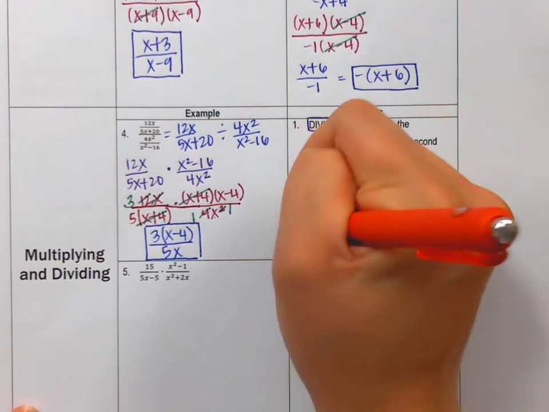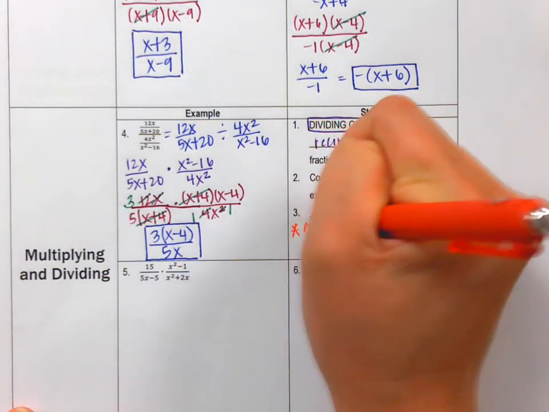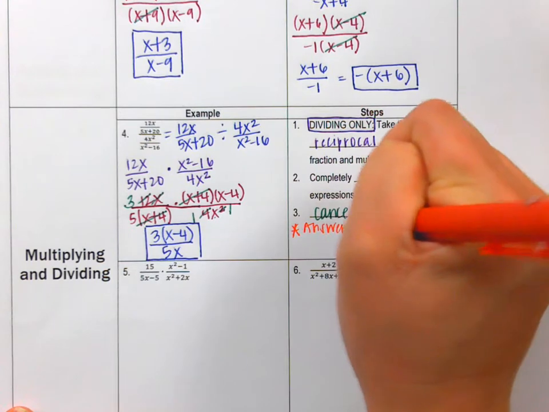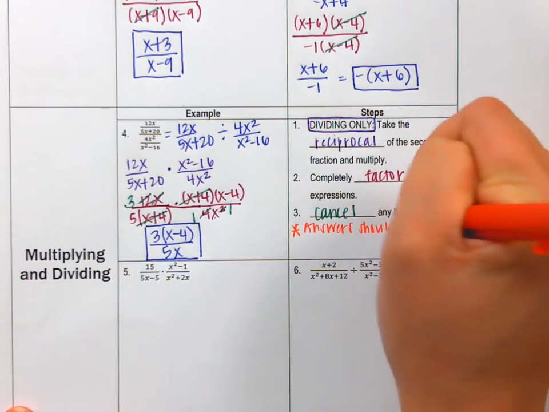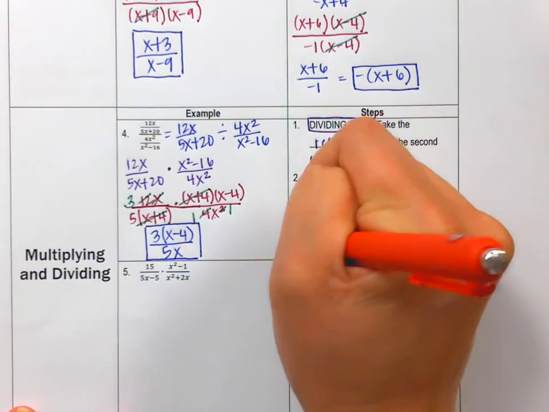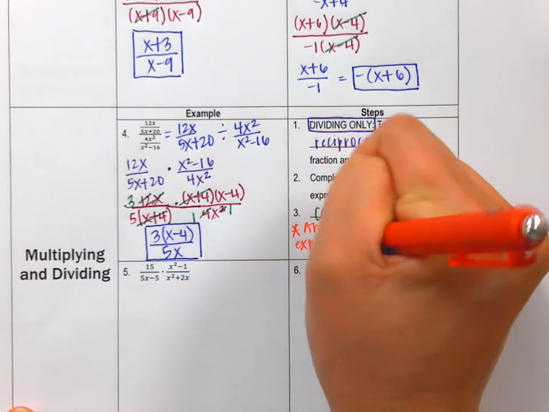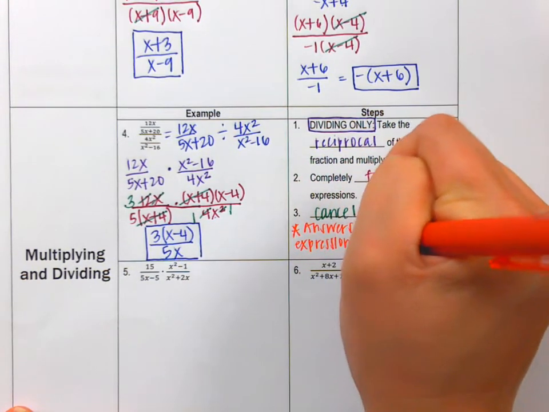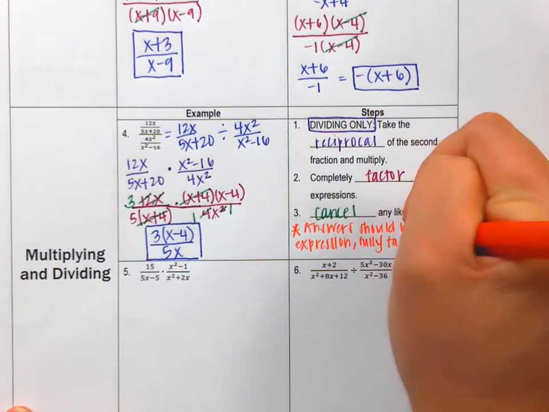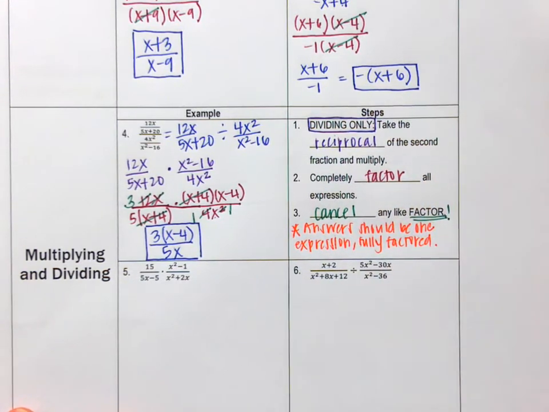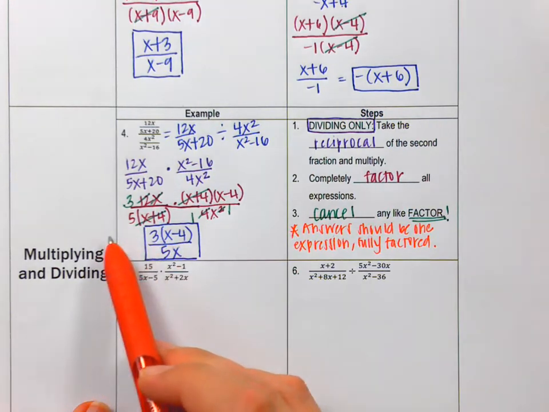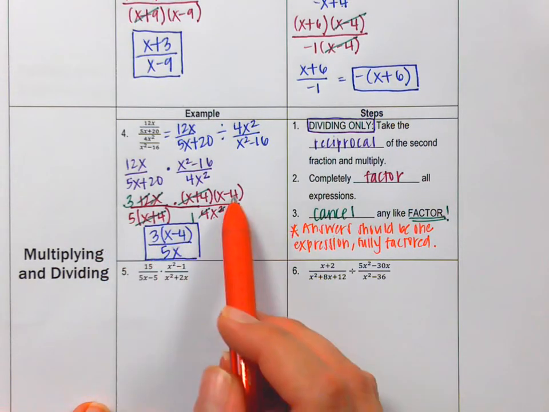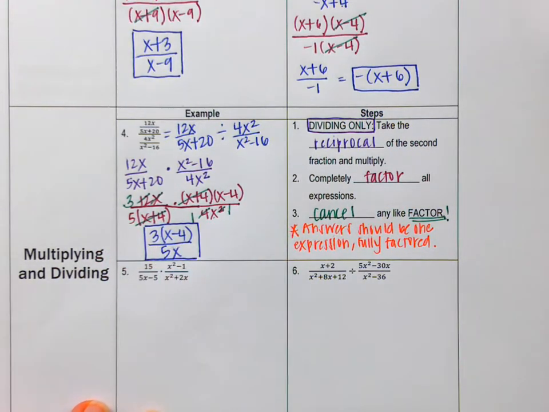So your answers should be one expression, fully factored. If you had left it as like 3 over 5 times x minus 4 over x, I would not want you to do that. I'd want you to write it as one expression. Okay, so let's move on to 5.